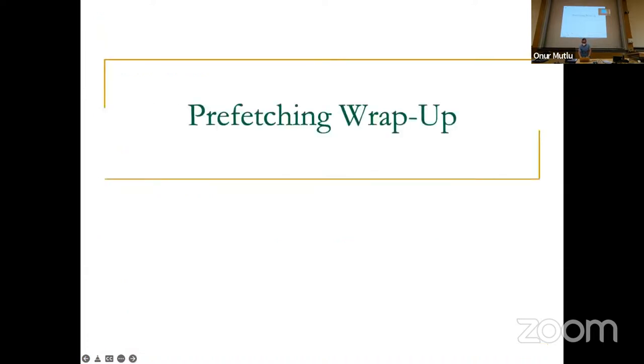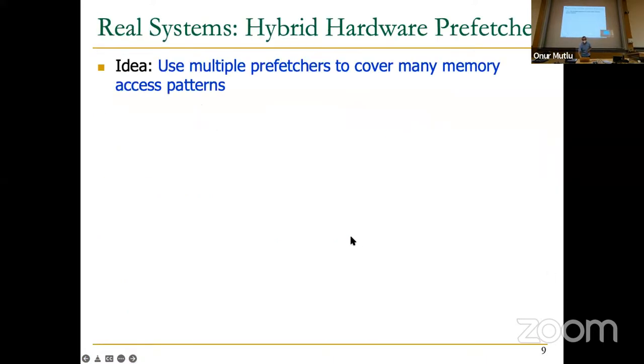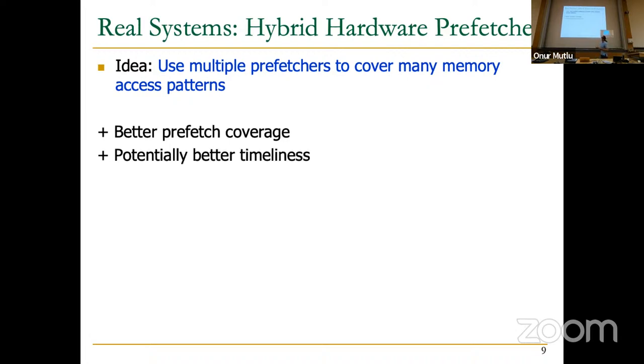But of course, that may be done better after you understand virtual memory clearly. Okay, so let's wrap up prefetching first. I'll go through this relatively quickly. This is what we did not cover at the end. We built and discussed a lot of prefetching algorithms. But real systems have many prefetchers, basically hybrid prefetchers. They use multiple prefetchers to cover many different memory access patterns. This gets you better prefetch coverage and potentially better timeliness as well, because if one prefetcher is not timely in covering one pattern, then another prefetcher may be timely.